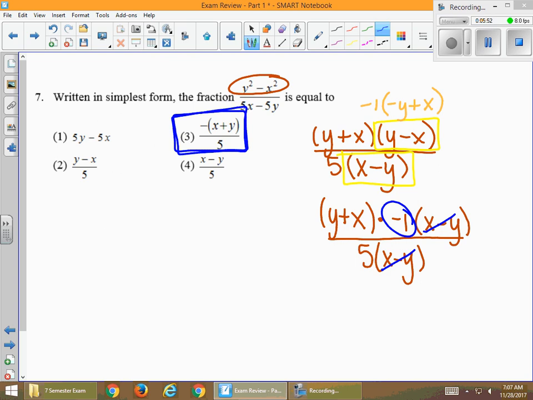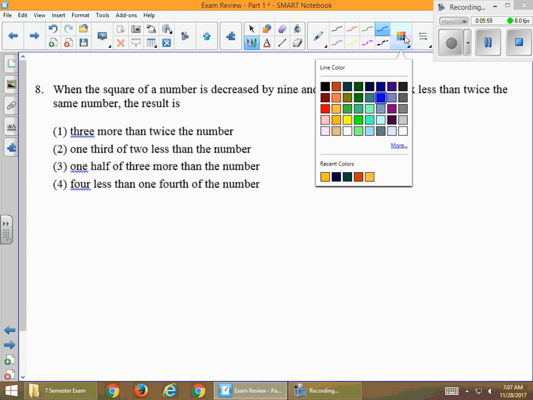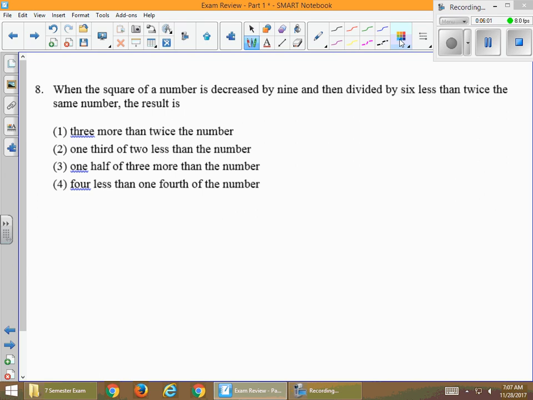All right, one more, and it's a word problem. You just have to take it a little bit slow when you're reading the word problem. It's not that complicated of one. So when the square of a number is decreased by 9 and then divided by 6 less than twice the same number, the result is, okay, so we're going to have a fraction that we need to simplify. So let's just start from the beginning again.